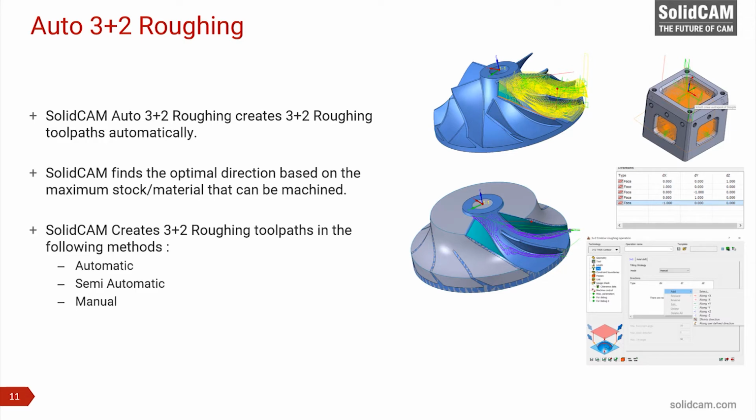So the 3+2 roughing can be created first by a completely automatic method where no user intervention is needed. The user just provides the part, the stock, the tool, the depth of cut, and the side step. Then there is a semi-automatic method in which the user provides all these things and, apart from that, the first direction of entry into the part. The other directions are automatically taken by SolidCAM. And the last method is manual, in which all the vectors are provided manually by the user, and SolidCAM only generates the toolpath from the provided directions. It doesn't do anything else.